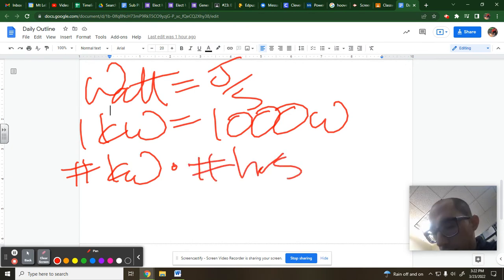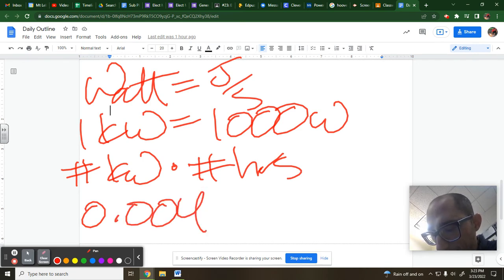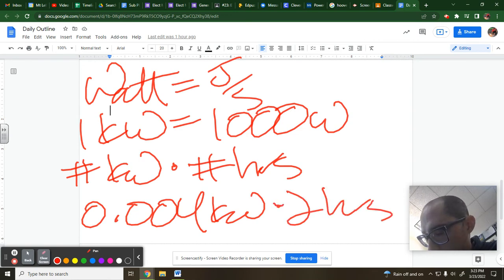So if you use, say, a 0.004 kilowatt light bulb, a little tiny thing, for 2 hours, you'd multiply those together and that'd give you that many kilowatt hours, something really small.